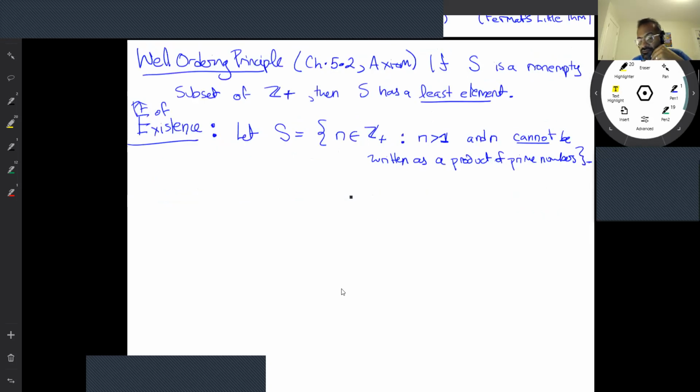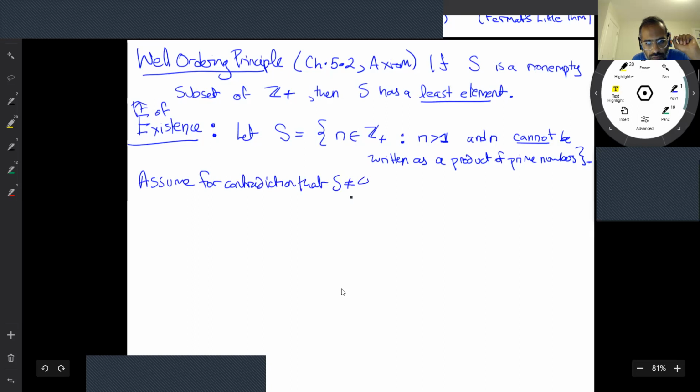The set could be empty. In fact, if it's empty, that's what we're trying to prove. We're trying to prove that every integer bigger than 1 can be written as a product of prime numbers. But let's consider this set of hypothetical counterexamples. I'm going to assume for contradiction that S is not empty. So assume for contradiction that this existence fails, that there is some number bigger than 1 that cannot be written as a product of primes.